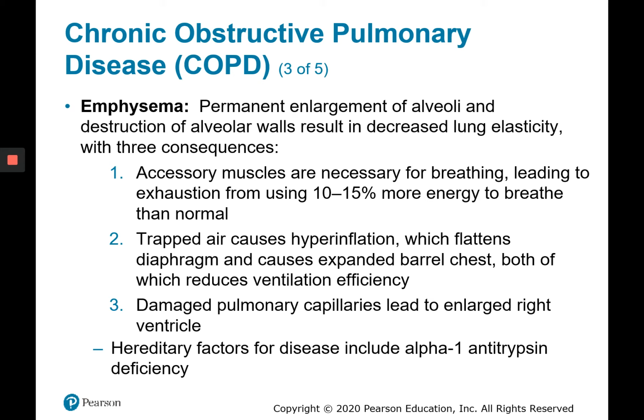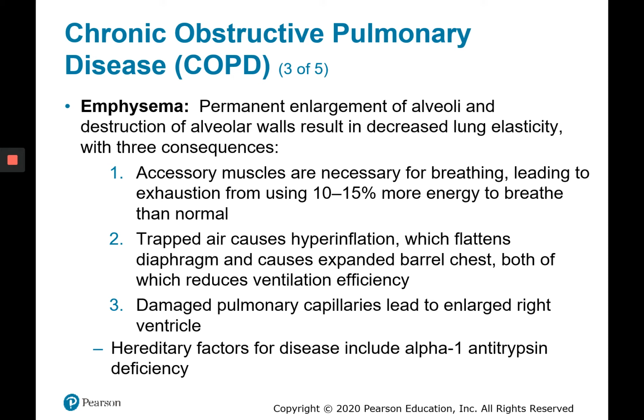And also, air can become trapped in these hyperinflated lungs. Because of the destruction, it may get trapped in destroyed alveoli, and that can flatten or push on the diaphragm and cause it to become malformed. Often individuals with emphysema may present with a barrel chest or an expanded thoracic cavity, and that's definitely going to reduce ventilation efficiency. It also makes it even harder for them to expire.